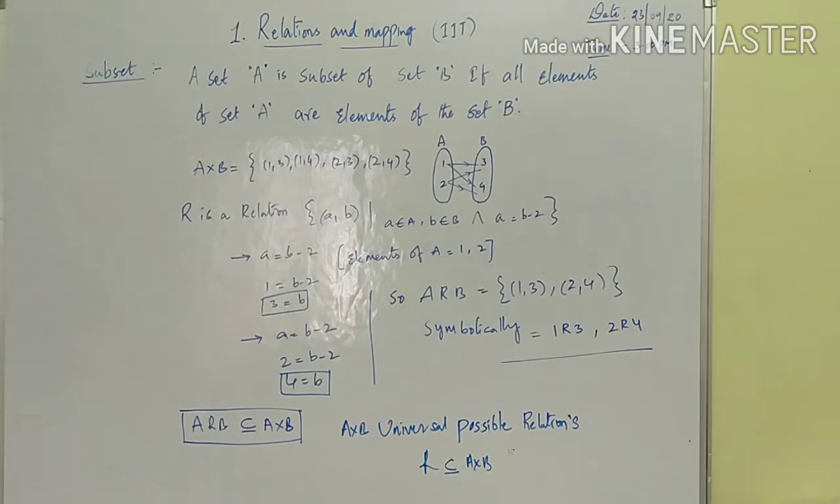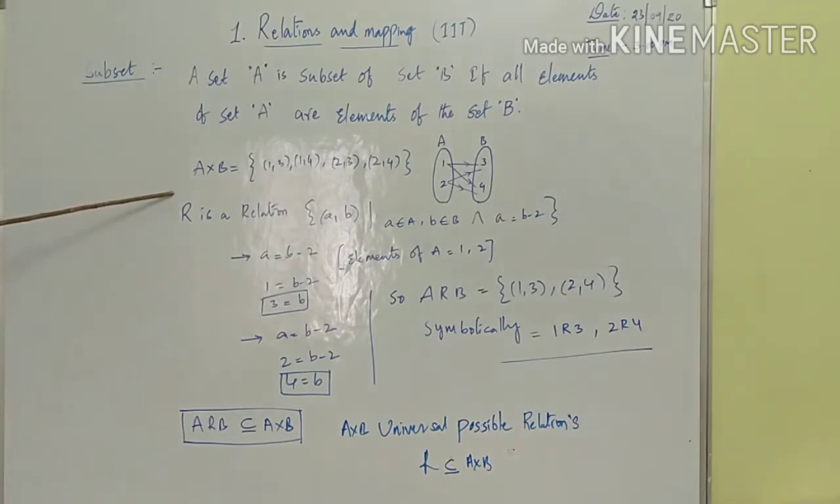Today we are going to discuss, in our IIT class, our first chapter, relations and mapping. The subtopic is subset. This is the definition of subset: a set A is a subset of set B if all elements of set A are elements of the set B. Once again, I repeat: a set A is a subset of B if all elements of set A are elements of the set B. So here A is a subset of B.